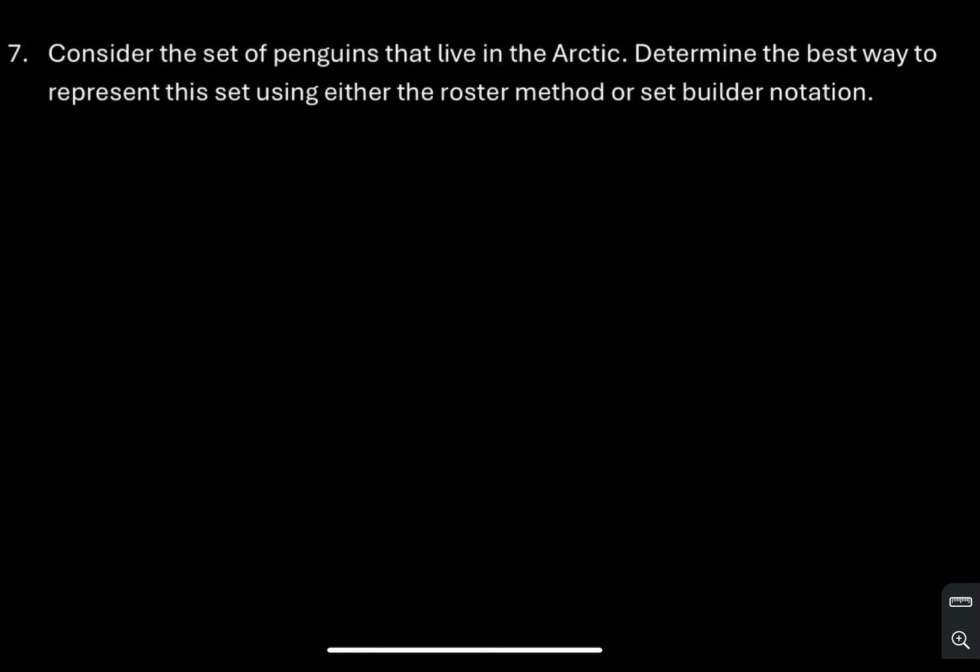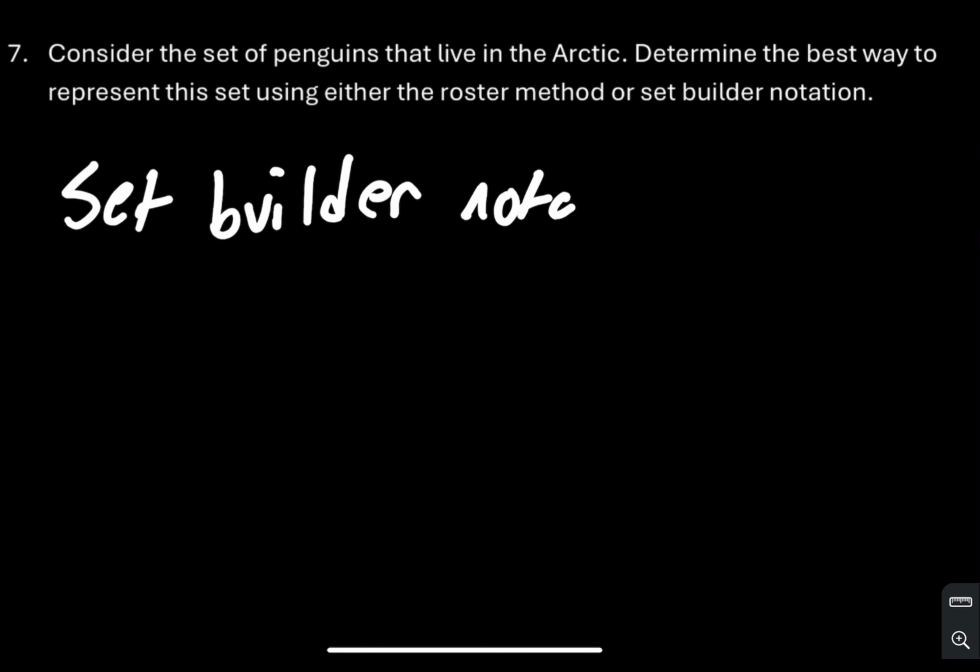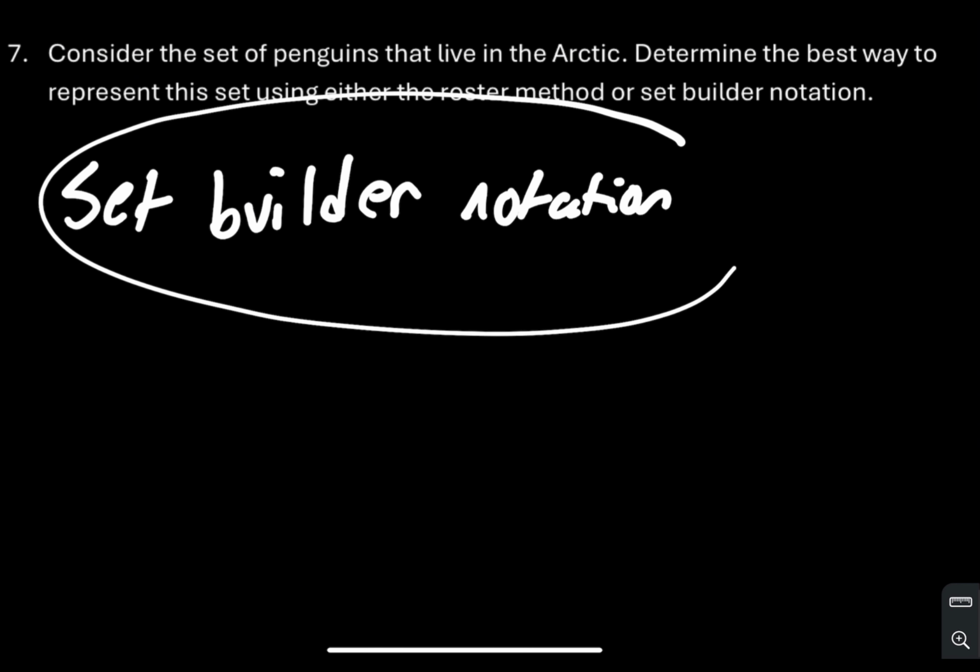So for the seventh problem, it says consider the set of penguins that live in the Arctic. Determine the best way to represent the set using either the roster method or set builder notation. Now, your penguins that live in the Arctic, there's going to be a whole bunch of them. Or at least for now, there will be. So, since there is a big amount of elements in our set, the best way to represent this set would be set builder notation. So that's going to be your answer.